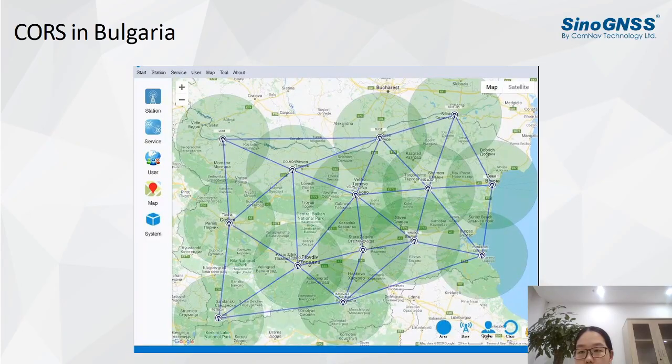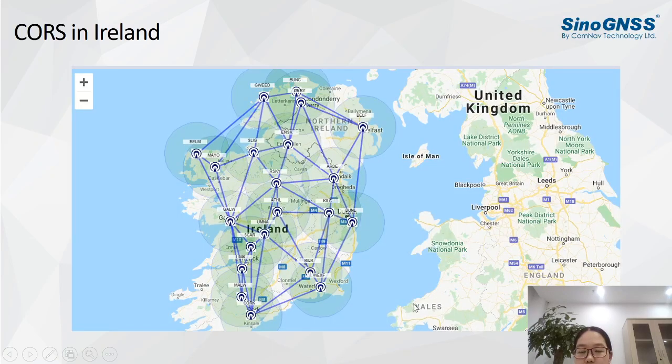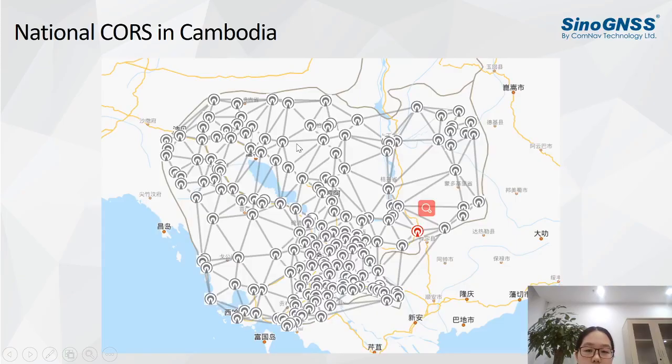This is the CORS in Bulgaria. The network is very beautiful. And this is the CORS in Ireland. The dealer has many different brand reference receivers and added them to our CDCnet software in the island.